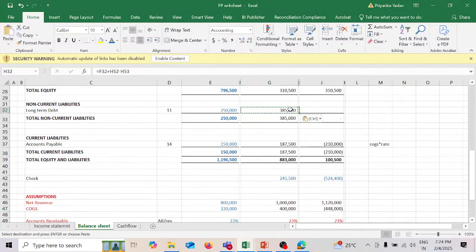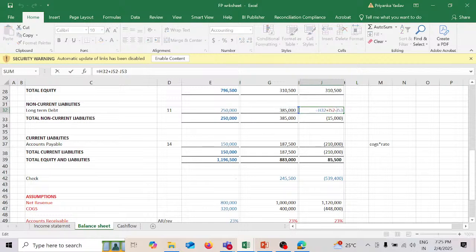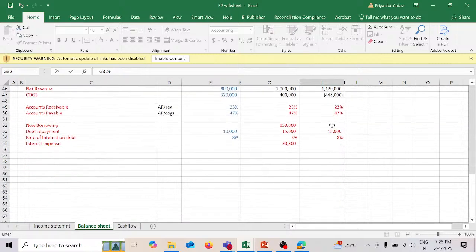Same goes for next year also. I guess the formula here was wrong. Okay, let me put the formula again. This would be your last year, plus any new borrowing this year, minus your repayment.